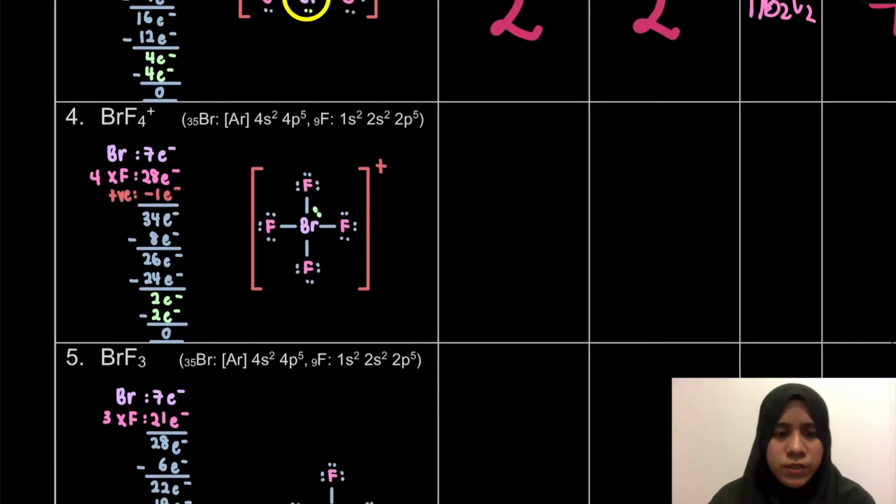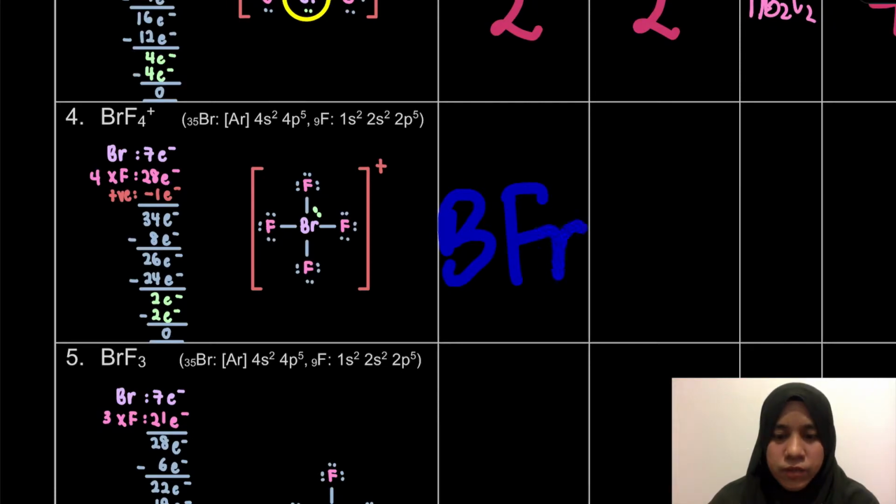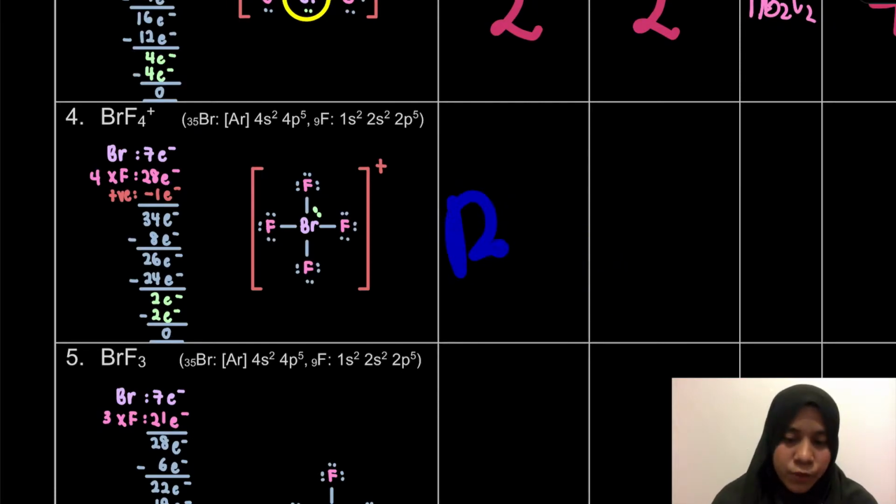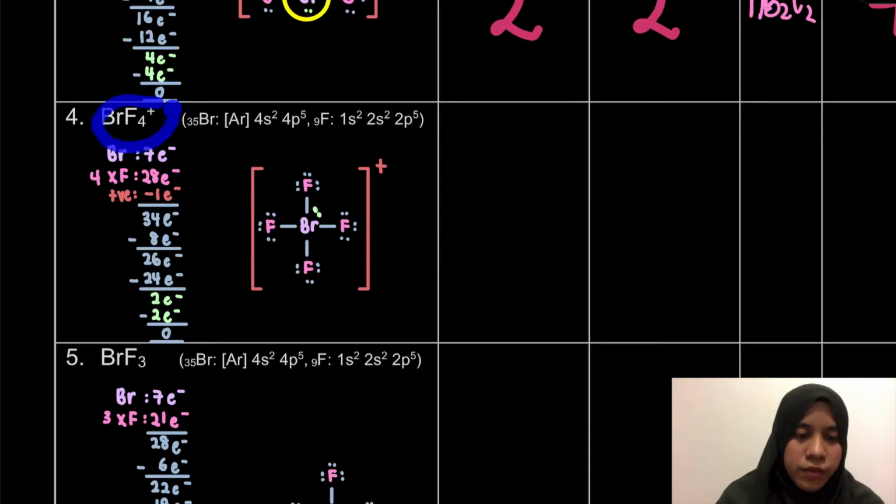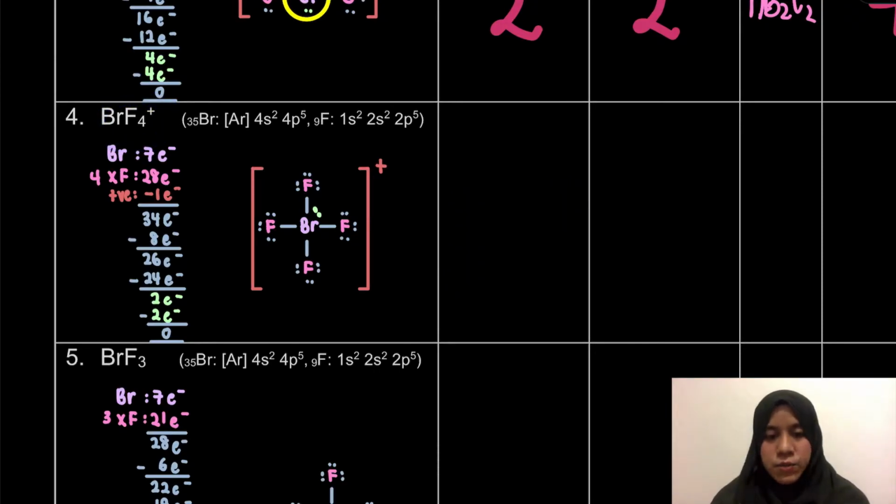So on your notes this is actually BrF₄, right? The B is indeed boron, but there is no Fr. Actually it is BrF₄+. Okay, so make sure you add it in your notes yourself. For this case, when it's a positively charged molecule, we are going to minus the charge itself. So this is actually the Lewis structure.